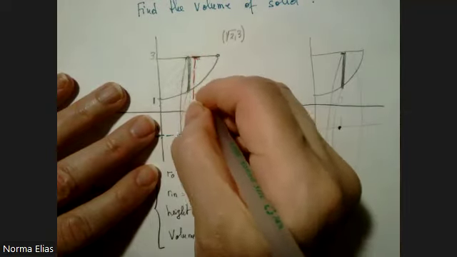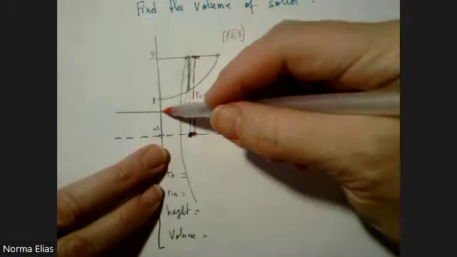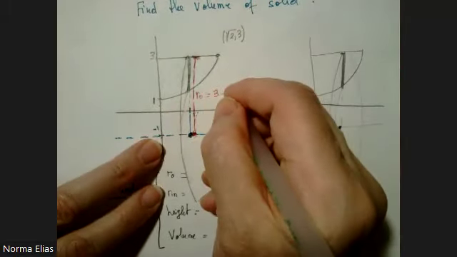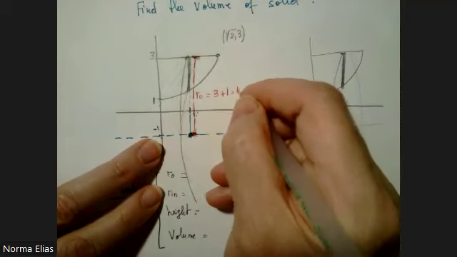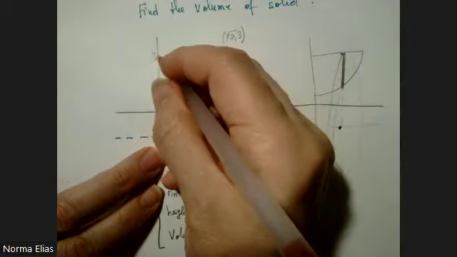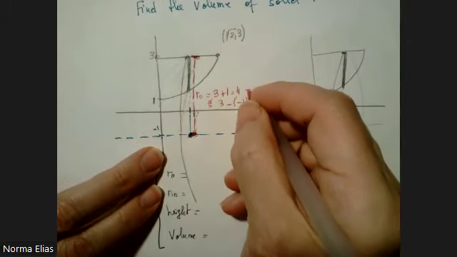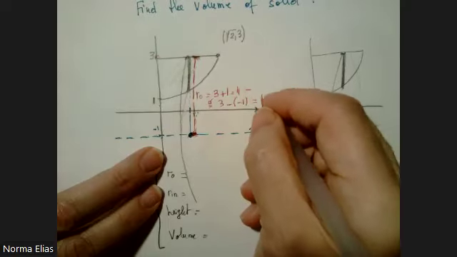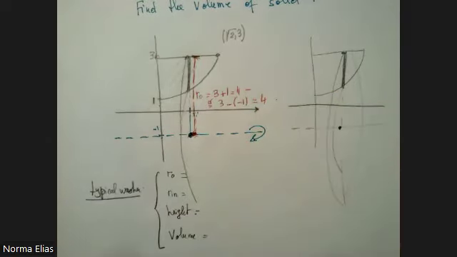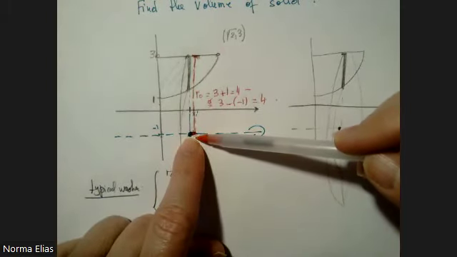This is the outer, which is going to be 3. From here to here, 3, you add 1, equal to 4. Or you can say it's the upper value minus the lower value, which is 3 minus negative 1, which is equal to 4.